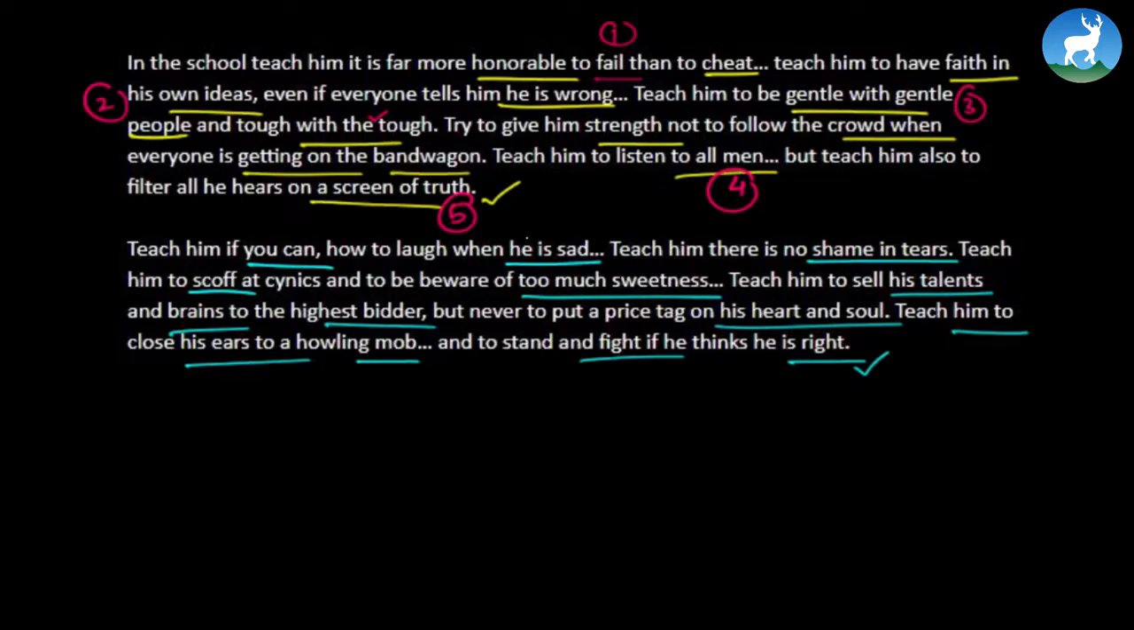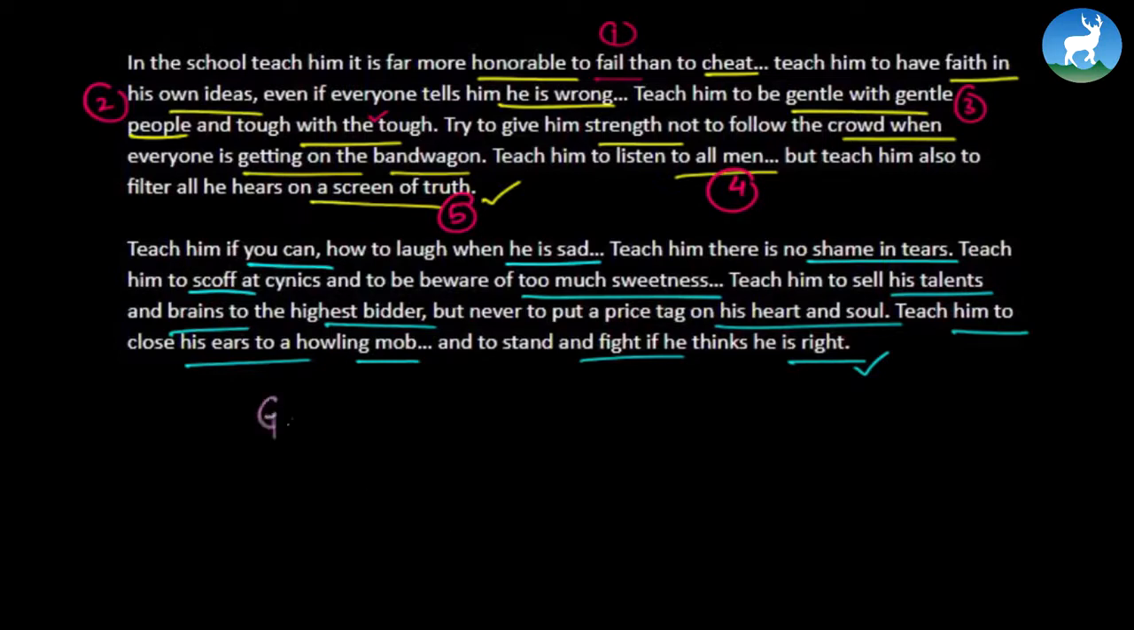And too much sweetness is bad. And one should always sell one's talents and brains to the highest bidder, but never, ever put a price tag on one's heart and soul. Also teach him to close his ears to the howling mob. There's a howling mob outside, and the mob keeps on shouting, and one should shut one's ears to a howling mob and stand and fight if he thinks he is right. So this is Lincoln giving advice.